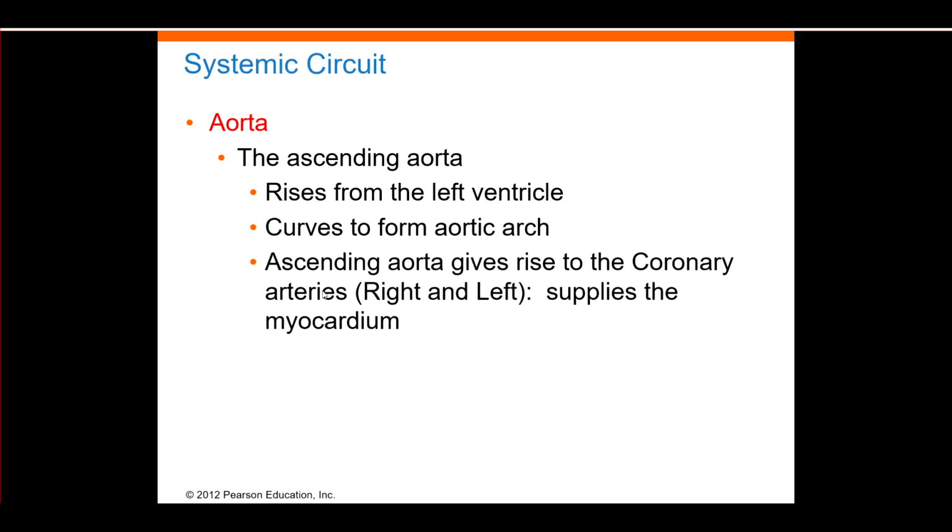Now, there are two blood vessels that I'd like you to know. We've actually talked about them before when we studied the heart, that come off of the ascending aorta. Those are the left and the right coronary arteries, right? The only blood vessels that come off the ascending aorta are the coronary arteries. And if you recall from the heart lesson, those blood vessels supply the myocardium of the heart, right? They're going to keep the heart pumping, basically.